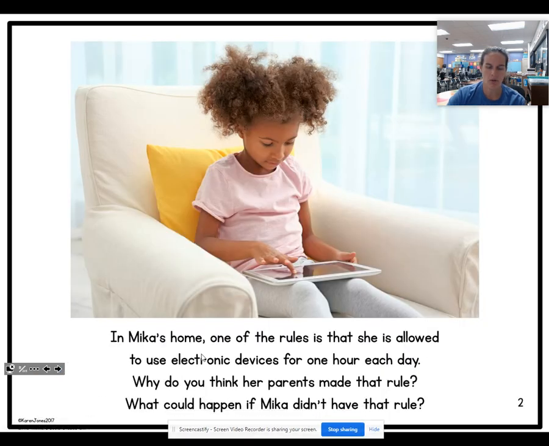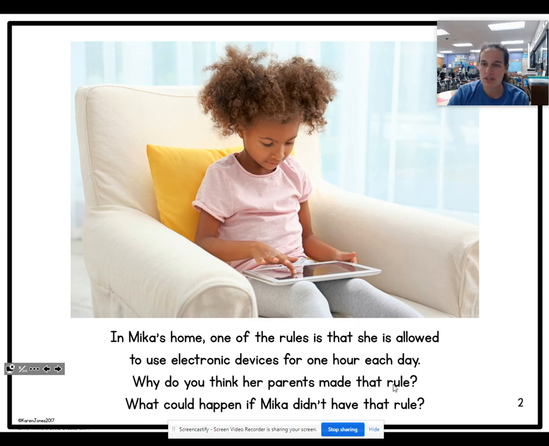In Mika's home, one of the rules is that she is allowed to use electronic devices for 1 hour each day. Now I know that you're at home and you use yours a lot more than that because we're learning from home. Why do you think her parents made that rule? Why would your parents say you can only do fun stuff, whatever you want on your tablet, for a little while at home?